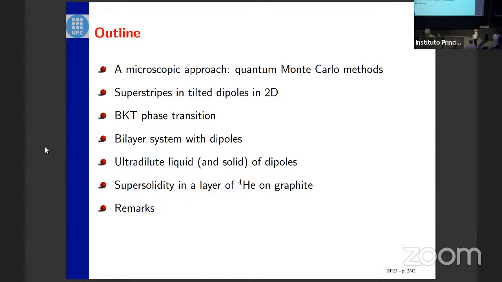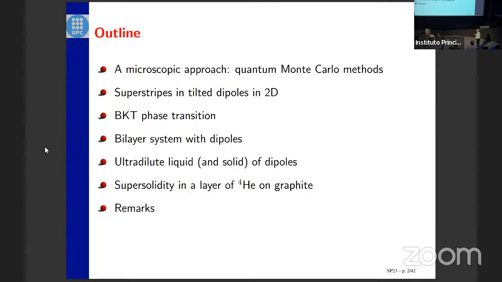Then I will discuss a funny system, which is a bilayer system. So imagine that I have two layers of dipoles, and there are a lot of funny things that emerge with this dipolar setup. I will try to show you. In particular, I will show that you can have an ultra-dilute liquid with dipoles playing with this bilayer geometry. I think it's a very interesting result. Hopefully someone experimentally can check if this works or not. This is a theoretical prediction up to now.